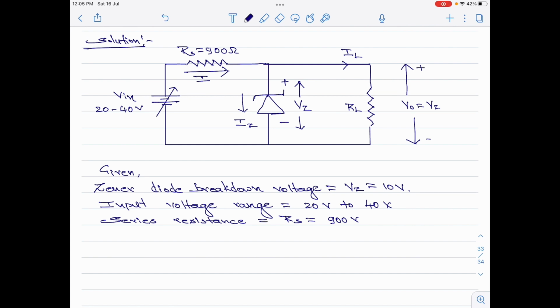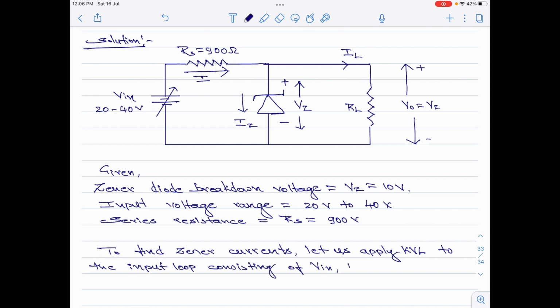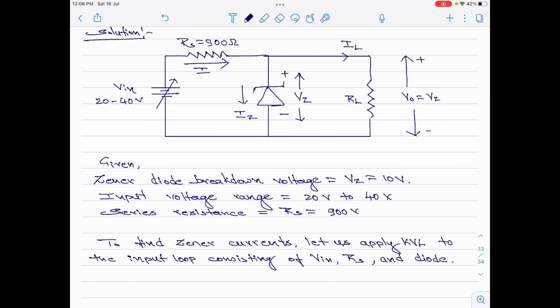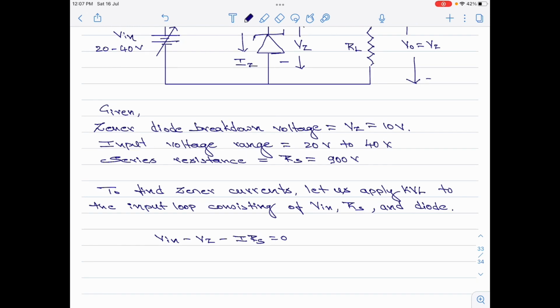To find the Zener diode current, let us apply KVL to the input loop consisting of the input supply, series resistance Rs and the Zener diode. So, the equation would be V input minus Vz minus I into Rs equal to 0. Please note I here is the current across the series resistance Rs. Let me rewrite this equation for V in. So, V in would be equal to Vz plus I into Rs. Let me call this equation 1.